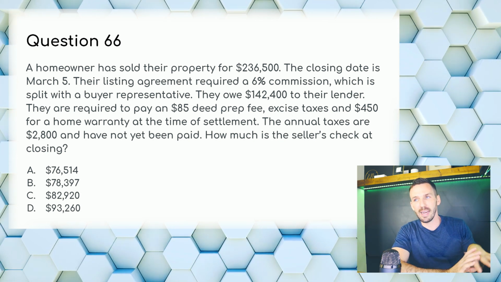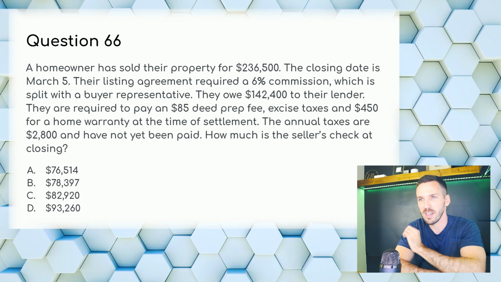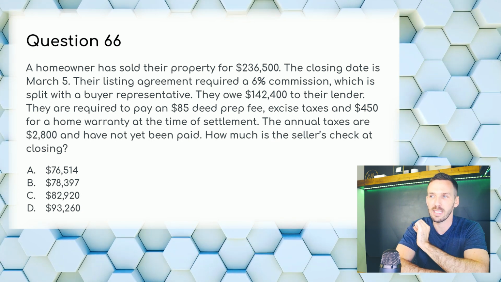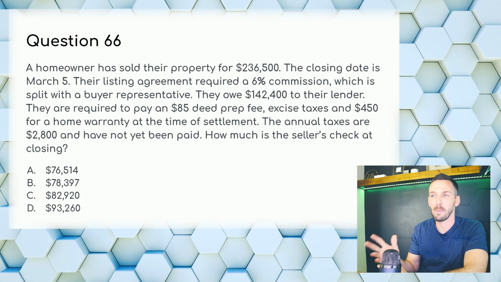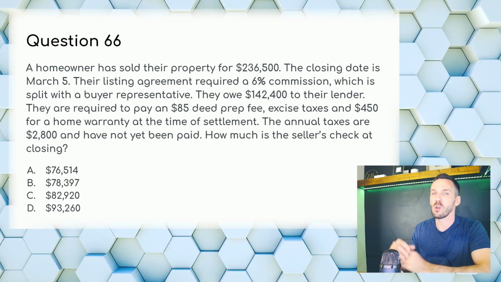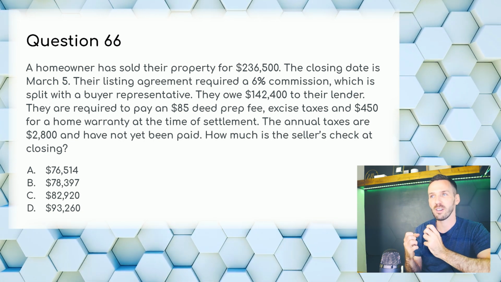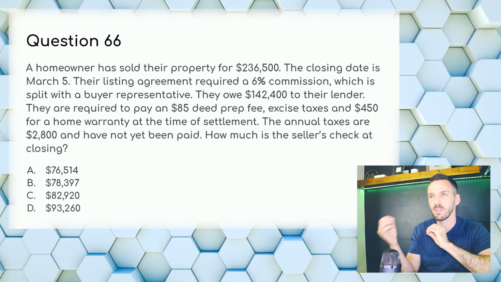They are required to pay an $85 deed prep fee, excise taxes, and $450 for a home warranty at the time of settlement. The annual taxes are $2,800 and have not yet been paid. How much is the seller's check at closing? So collect all your information at first. Taxes are $2,800, but only paid till March 5th.